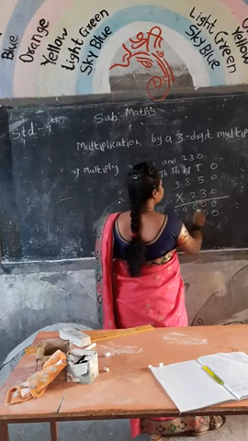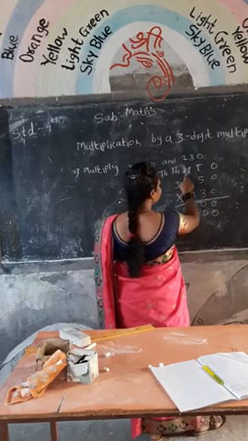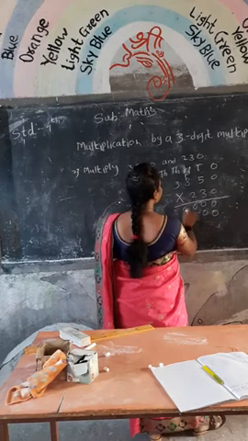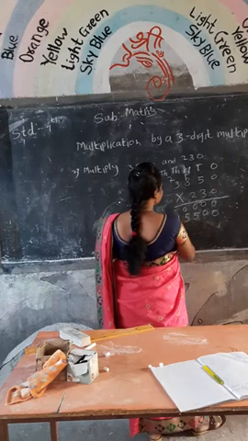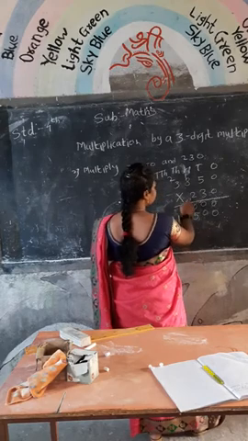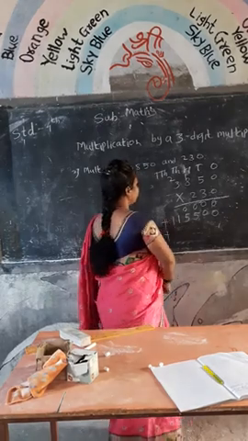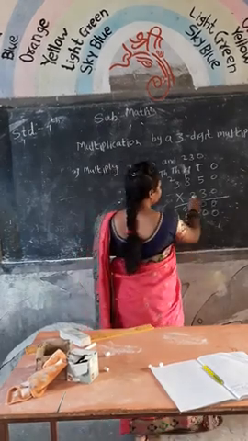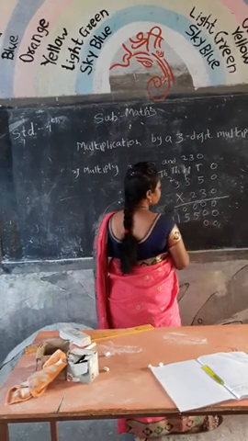3 5s are 15. Carry 1. 3 8s are 24. 24 plus 1 is 25. Carry 2. 3 3s are 9. 9 plus 2 is 11. Plus, again, next multiplication starting from hundreds place digit. Then ones place and tens place taking 0.